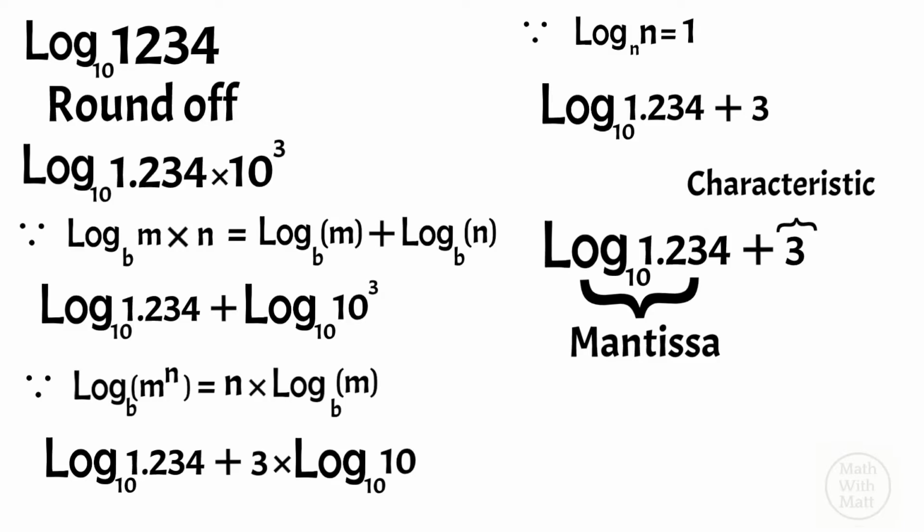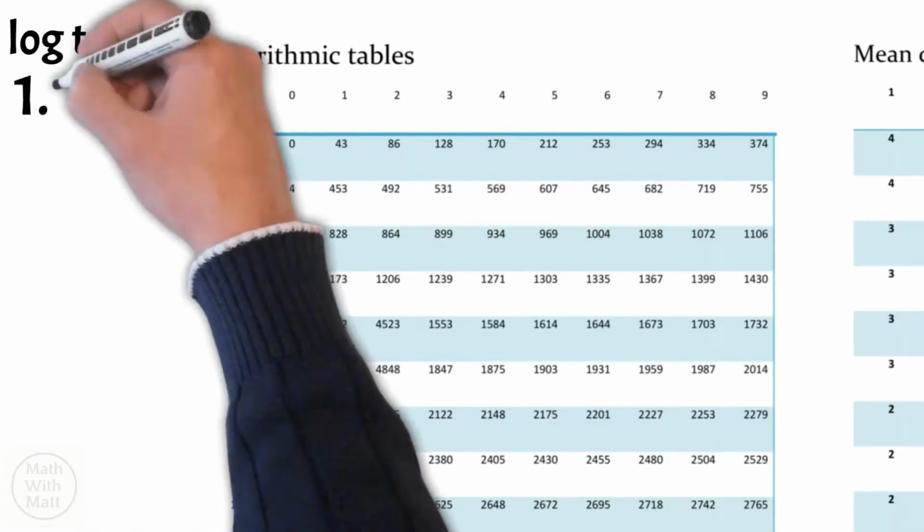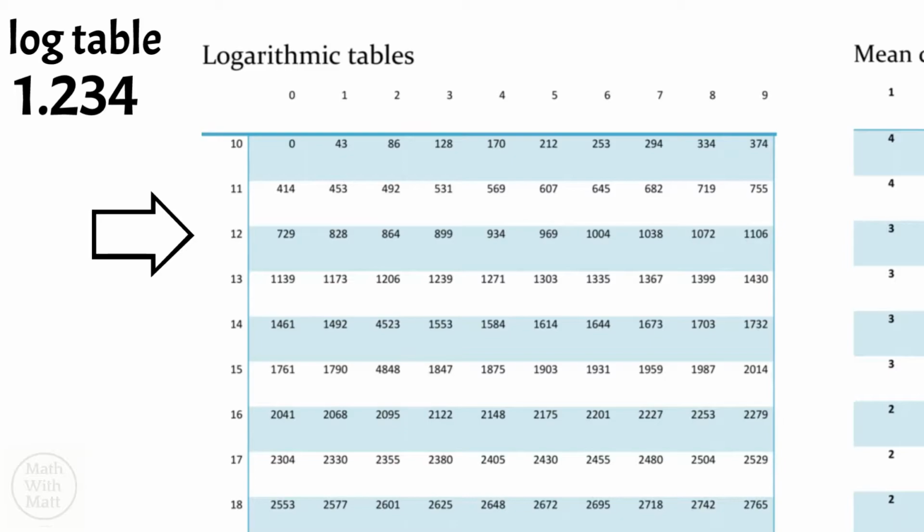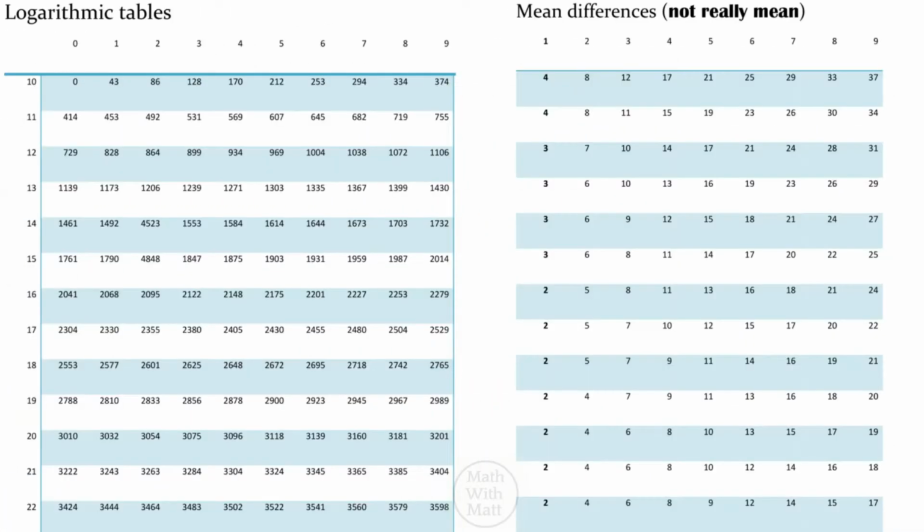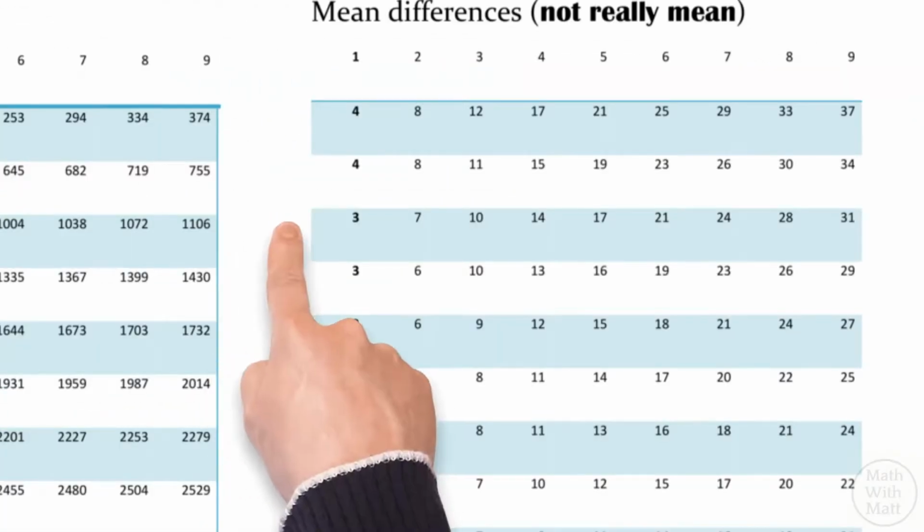Now we have a 4-digit number to find in log table. As usual, we mark the first 2 digits on the left side column, and the third digit on the top row, and get 0899. But since we have a 4th digit also, we get to use the mean difference table. We just stick to the same row as our log table, and mark the digit on the topmost row, and see where these rows and columns intersect. Let's zoom in for a better look.